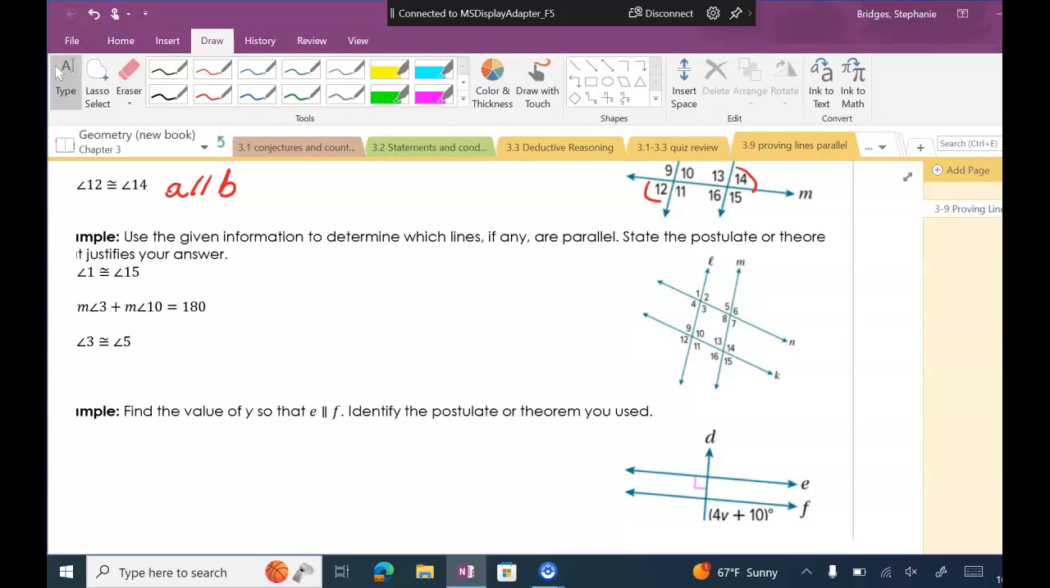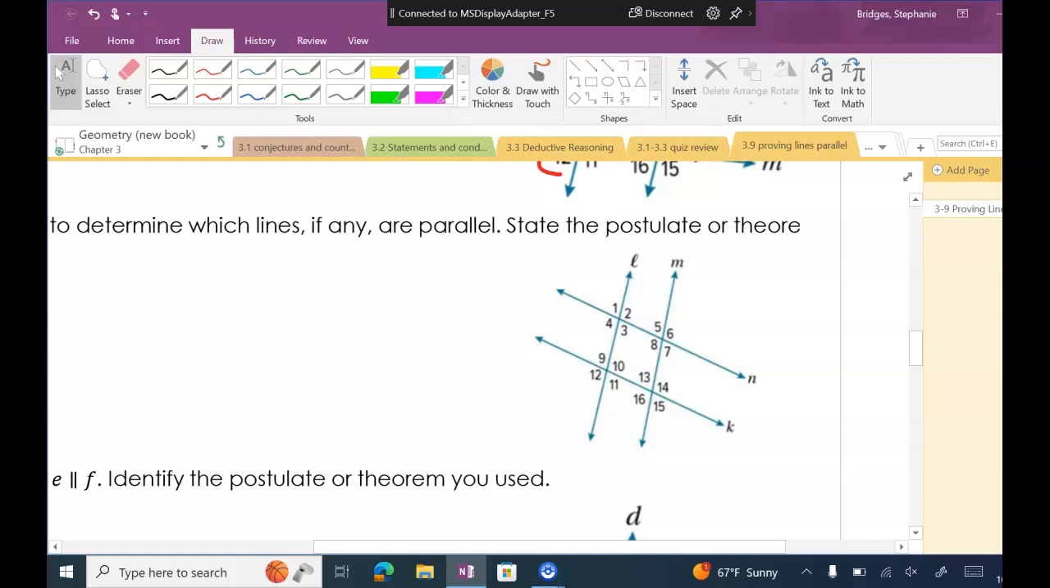All right, what about for 1 and 15? Look at that picture. Look at angles 1 and 15. Are they corresponding angles? Look at 1 and 15. Are they corresponding? No. Are they alternate interior? Are they alternate exterior? No. Yes or no? Yes?